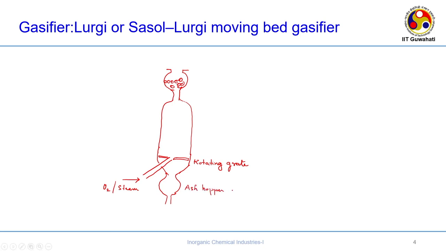Ash hopper. In this way, you have the coal hopper for providing the coal. Here you have the coal cut into certain sizes, coal particles. So you have the coal hopper here just for feeding the coal, filling the coal. Then you have a jacket to control the temperature at this end. So this is a jacket.